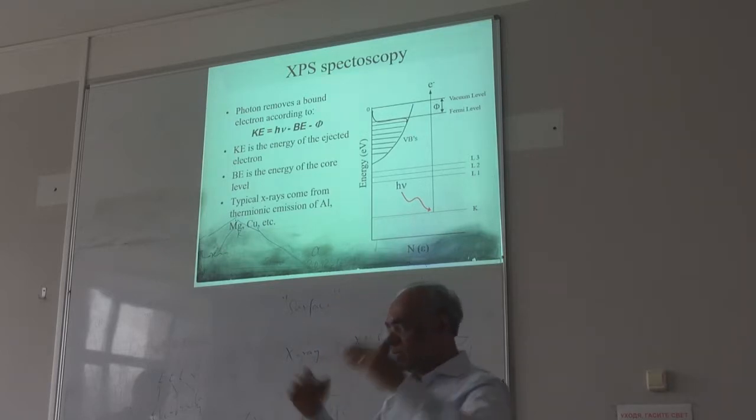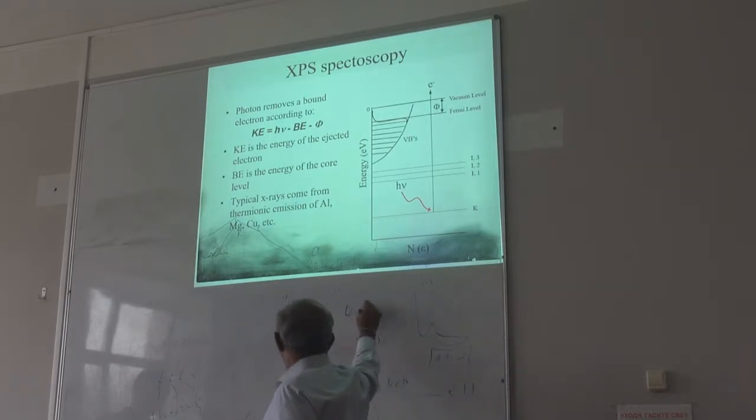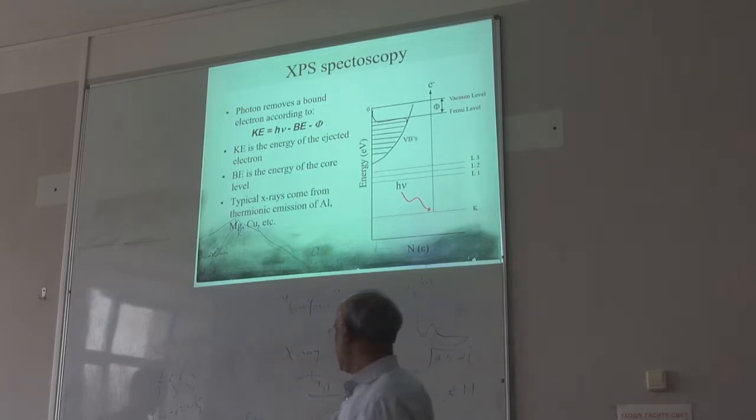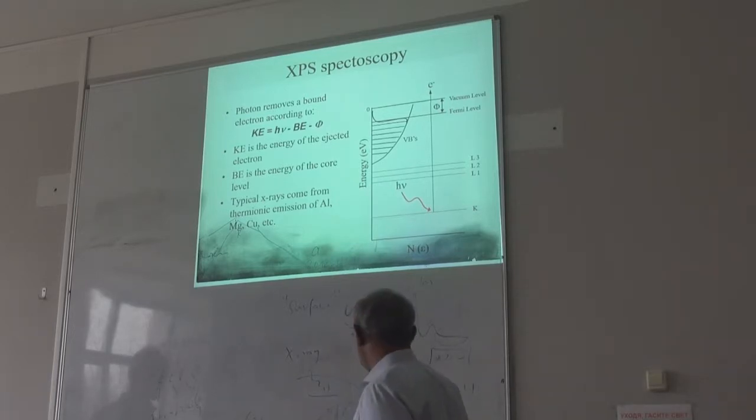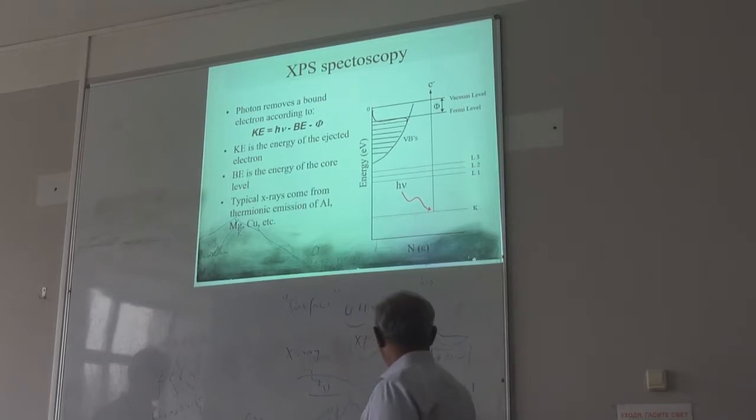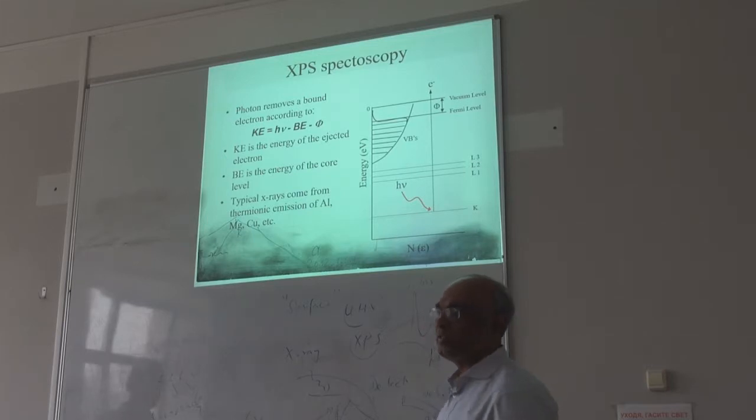So XPS is again a very ultra high vacuum chamber. It's more like a big chamber with the ultra high vacuum. You have the sample here. Then we have the X-ray source. So this is my say X-ray source coming here. Then we have the detector here. So this will directly measure the outcoming electron kinetic energy.